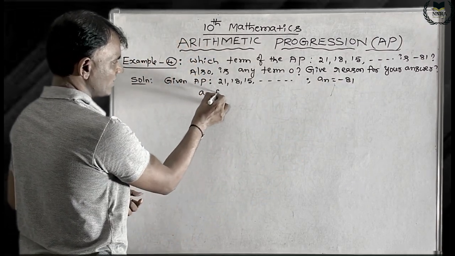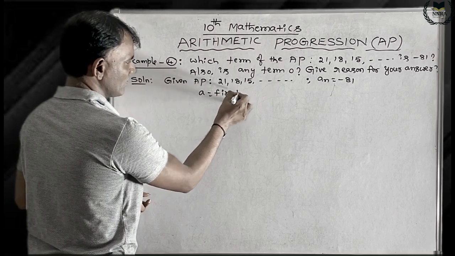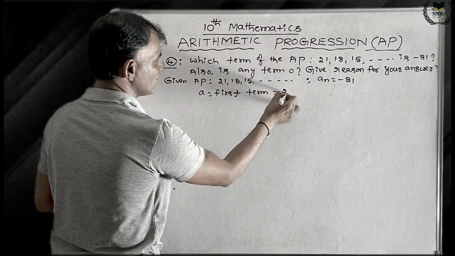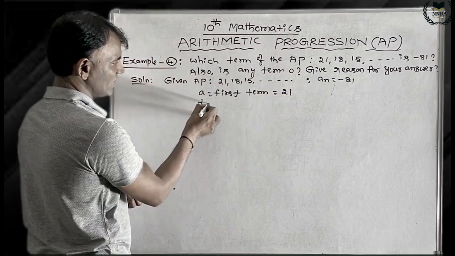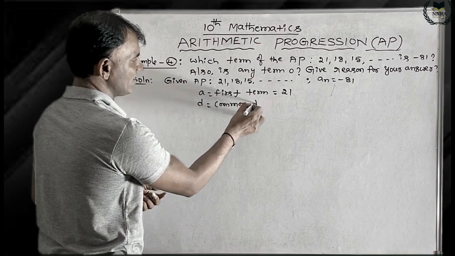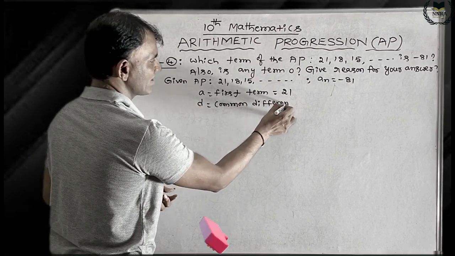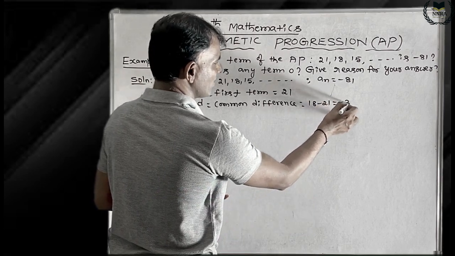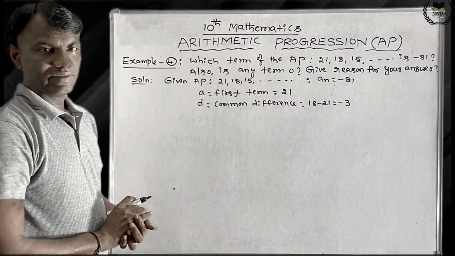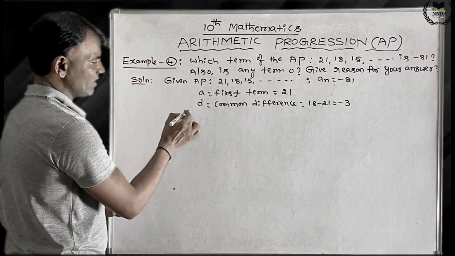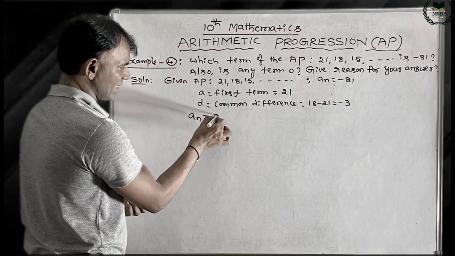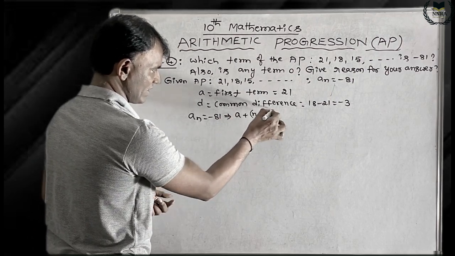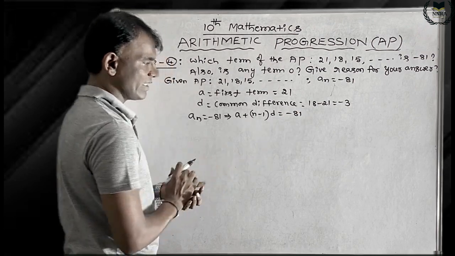Now here a equal to, what is that, first term? A equal to first term. What is that value? 21. And coming to d, that is common difference, right? So second term minus first term, 18 minus 21 equal to minus 3. Got it? Now what is the value here? An equal to minus 81. But how to write an? That can be written as a plus n minus 1 into d, and it is equal to minus 81.